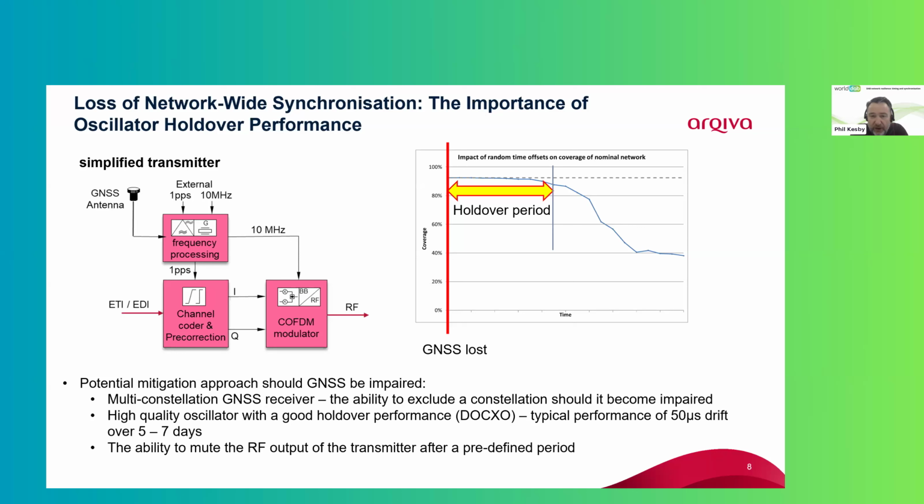So within our designs, what we also strive to have is natively good holdover characteristics of the oscillator. We found that double oven controlled oscillators provide us with about 50 microseconds drift over about 5 to 7 days. And that enables us to manage the effects when GNSS is lost in our SFN. Importantly, though, at the end of this period, we also need the ability to mute some transmitters as well if we're unable to return to GNSS as a reference for our network.